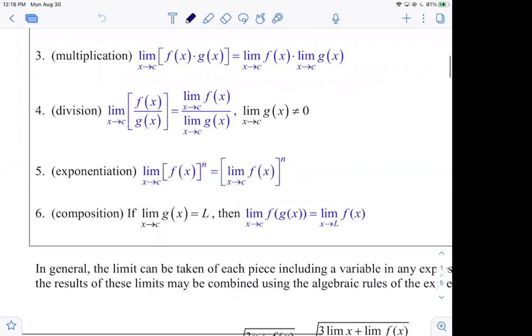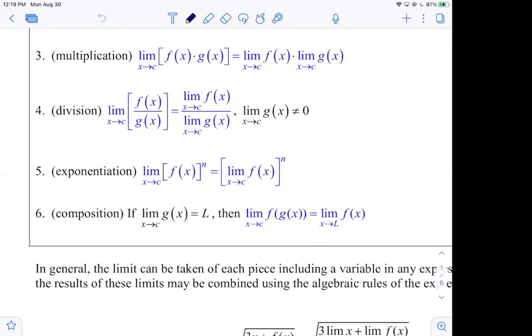Now, number 6 is a little bit different. It's composition, all right? So let's say that we actually know not only that the limit of g exists at c, but let's say we know it to be this value L. Then the limit as x goes to c of f of g is the limit as x goes to L of f. If you remember composition of functions, it's kind of like a sequence of events, right? You start with this input, you apply it to the inside function, and that input, boom, gives you an output. That result then you use as an input on the next function, and then you get another output, right?